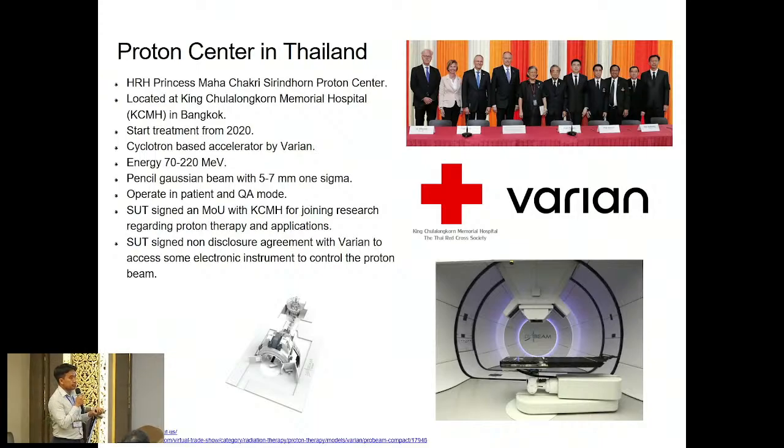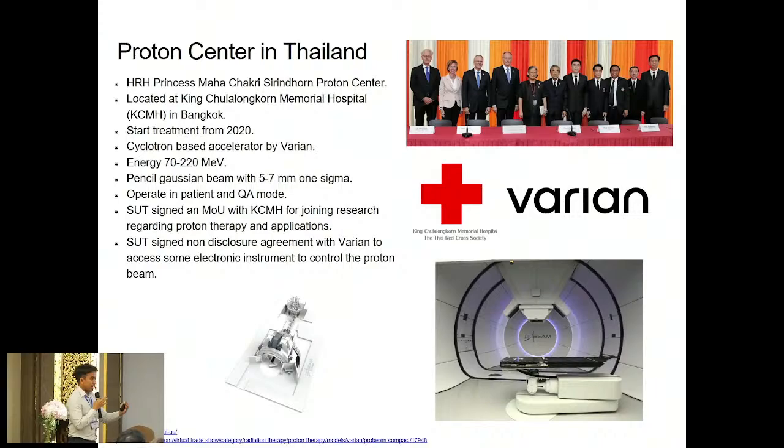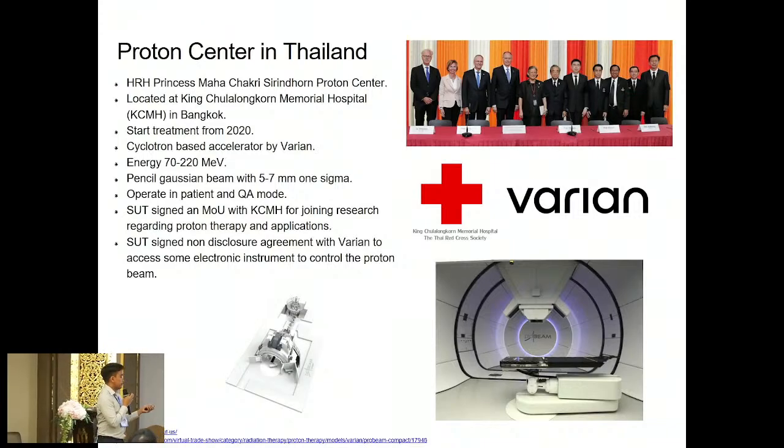It depends on the energy. When the energy is low, 70 MeV, the beam is bigger, 7 millimeter. And when the energy is high, 220 MeV, it is 5 millimeter. And we are able to operate in 2 modes, that is Partial mode and QA mode, which allow us to access some signals. Moreover, we also signed a non-disclosure agreement with Varian, so we are able to get to know some electronic parts of the Varian system when we would like to get a signal of the proton beam.